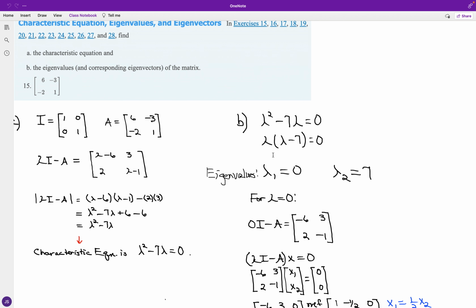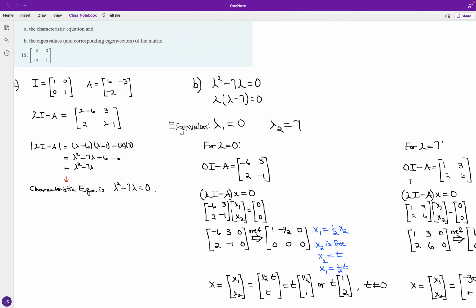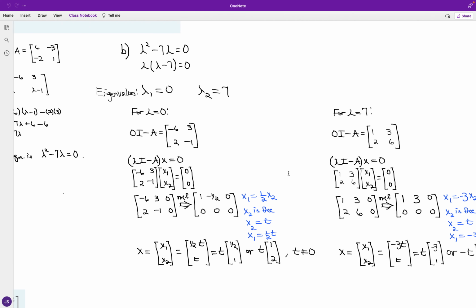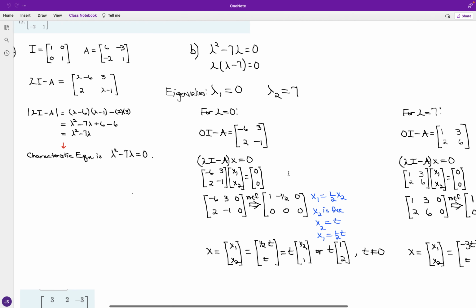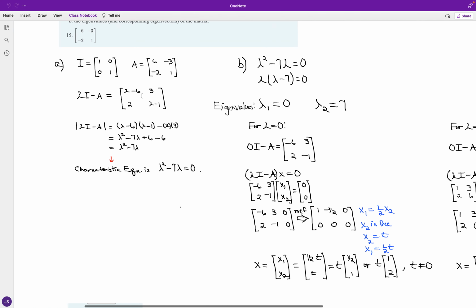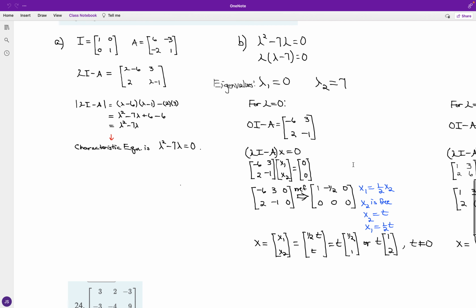Now, for the determination of the eigenvalues and their corresponding eigenvectors. By the zero product property, from just lambda, we have lambda at 0. From lambda minus 7 set to 0, we have another eigenvalue set to 7. Looking at the 0 eigenvalue, looking at lambda I minus A, again we have 0 minus 6, which is negative 6. Then we got 3 once again. We have 2. 0 minus 1 is negative 1.